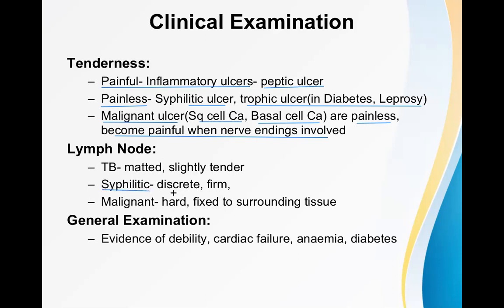Syphilitic ulcer, the lymph nodes which are enlarged because of syphilitic ulcer are discrete. What do you mean by discrete? Discrete means what? Single. Solid type. Separate. Very good. It is single also. I can accept that answer, but it is separate. If there are multiple lymph nodes at the same site, they are not joined with each other. I can palpate that lymph node all around. I can pick that lymph node with my finger. This is called discrete lymph node.